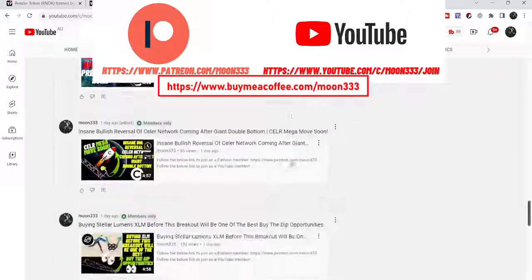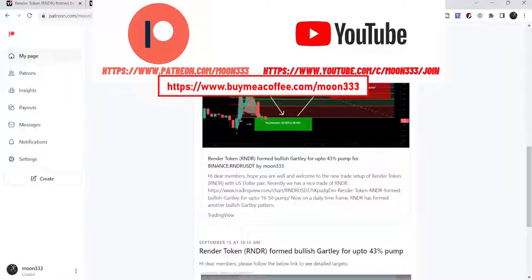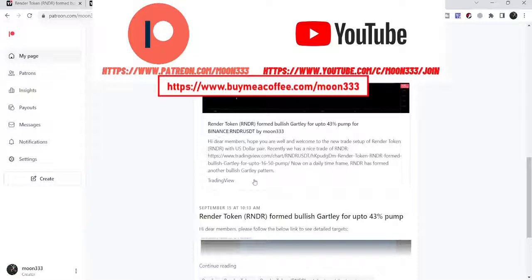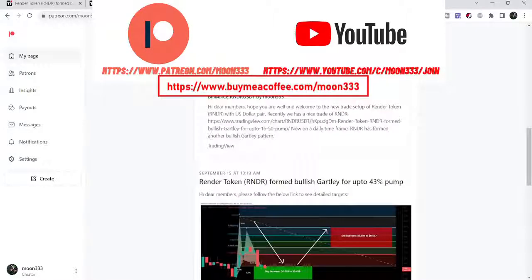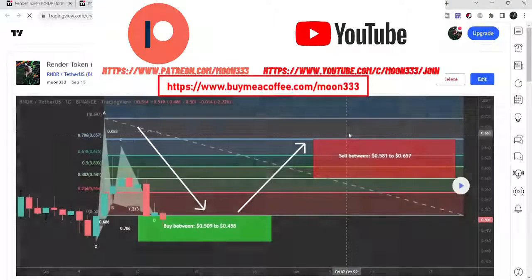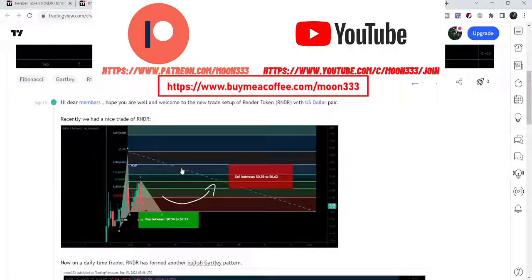So let's start the analysis. And first of all, let me begin with this recent trade plan that I shared with my members. And that was a harmonic bullish reversal Gartley move that RNDR completed. And before this, RNDR also formed another harmonic bullish reversal setup. Let me just show you that move as well.